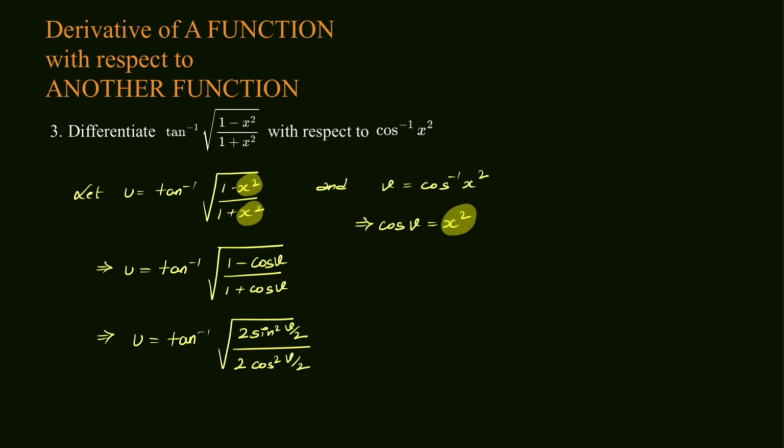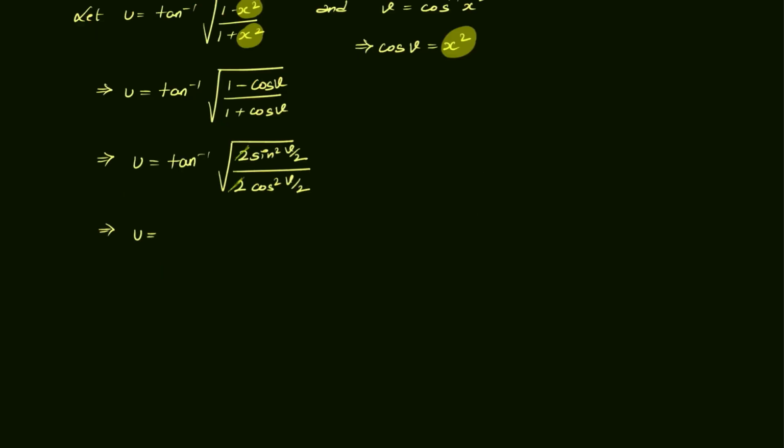This is a trigonometrical transformation which we have done earlier. So here 2 and 2 got cancelled, and sin over cos is tan. This implies u equals tan inverse of square root of tan square of v by 2. This square and this square root got cancelled.